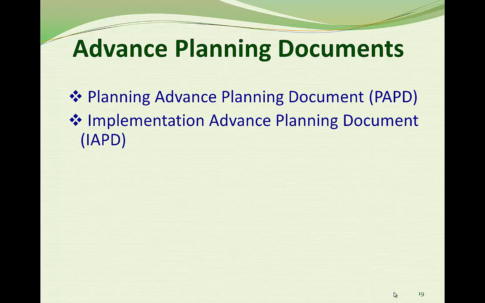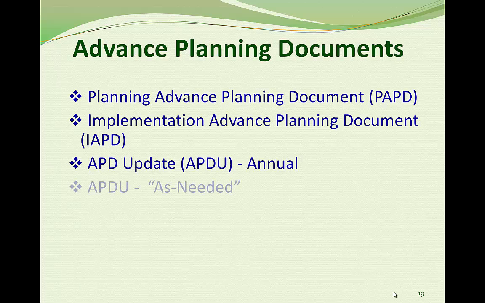FNS provides guidance on the content of these documents in our Handbook 901, but the state can submit them in any professional format and arrangement as long as all the content requirements are met. An annual update is needed to either the PAPD or IAPD whenever that phase lasts longer than a year. When significant changes occur and it's not time for an annual update yet, the state must submit an as-needed update. This would include significant changes to the anticipated cost, schedule, procurement approach, system content or scope of the project, and cost allocation methodology.